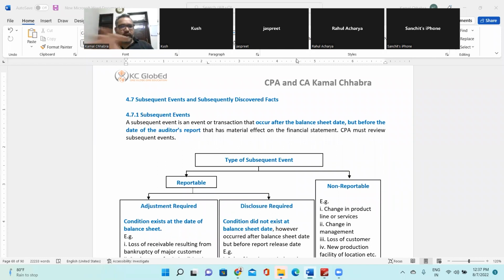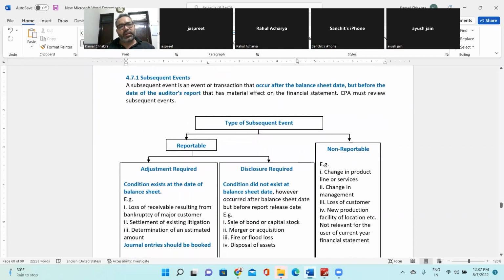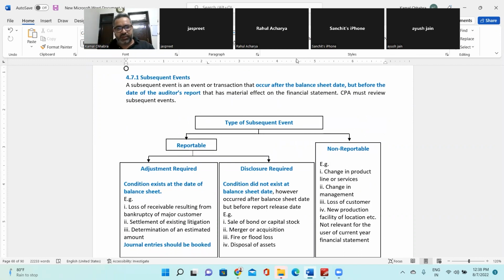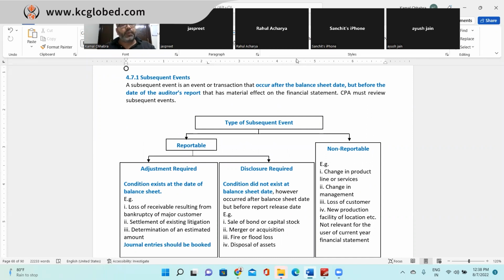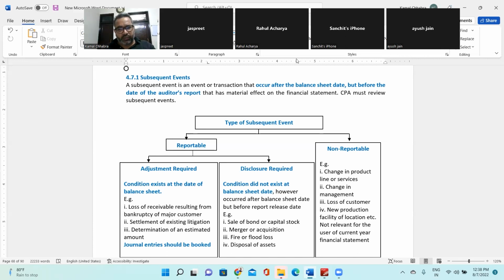So let's understand theoretically. At a high level I have shared what a subsequent event is. Let's get into the theory, and we try to crack one by one the respective categories of the subsequent event. First one is, if you see the definition, a subsequent event is an event or transaction that occurs after the balance sheet date but before the date of report. That means after 31st December but before the report signing date, that is 28th February in our example. That has material impact on the financial statement. Keep in mind, material impact only. We do not consider all changes. We do not consider all subsequent events. We consider only and only material subsequent events.